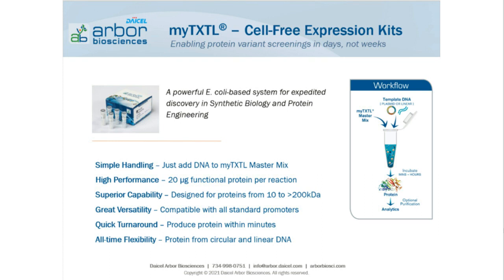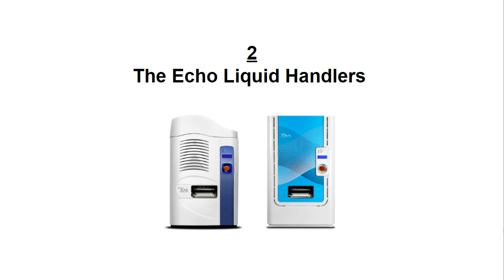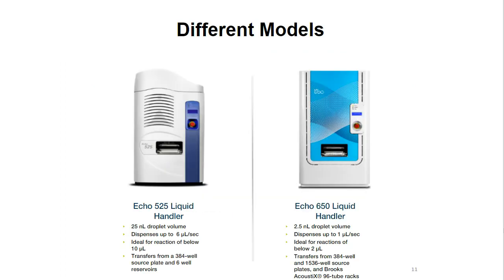In the second part of the webinar, I will present the Echo Liquid Handler from Beckman Coulter Life Sciences. There are two different models, the Echo 525 and the Echo 650. The volume of the droplets that are dispensed is 25 nanoliters for the Echo 525 and 2.5 nanoliters for the Echo 650. The speed of dispensing for the Echo 525 is up to 6 microliters per second and up to 1 microliter per second for the Echo 650.